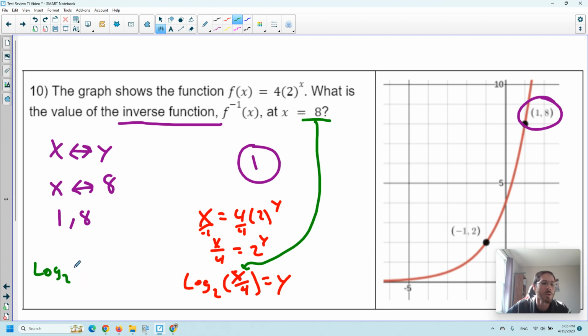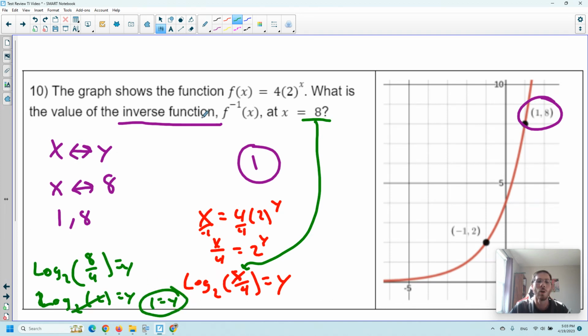Log base 2 of 8 divided by 4 equals y. So log base 2 of 2 equals y. And we know log 2 and 2 would cancel. So we would get 1 equals y. So again, we can get 1 either way. We can either get it with the graph or we can get it with the equations doing the inverses. Both ways work out well.